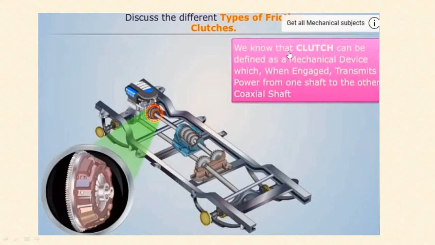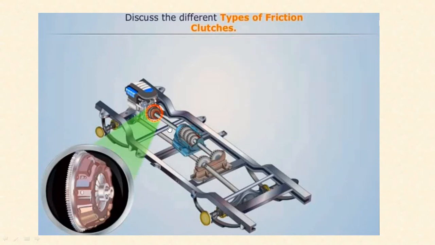We know that the clutch can be defined as a mechanical device which, when engaged, transmits power from one shaft to another, a coaxial shaft. The transmission system is shown in this animation. The engine is connected through the flywheel, the flywheel is connected with the clutch, and after that there is a shaft that transmits the power. That power is transmitted through the propeller shaft to both the axles. This shows the propeller shaft.